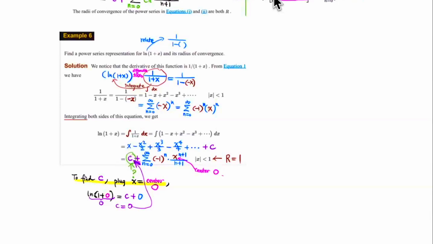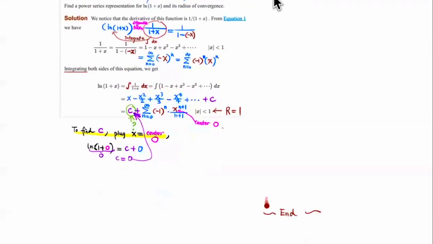To figure out this constant C, you plug in the center of this power series. In this case, the center is 0. So plug in x equal to 0, and then you can figure out what this C is equal to. And once you have that, this will be the power series representation of this function, provided that x is within the interval of convergence. Okay. All right. So that's the end.